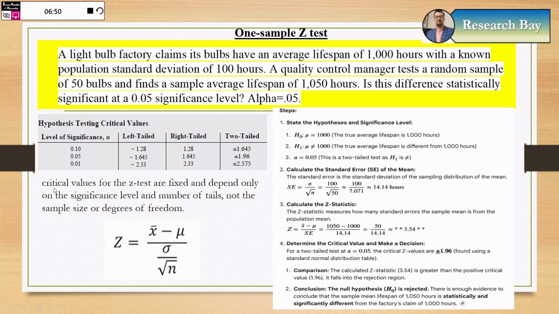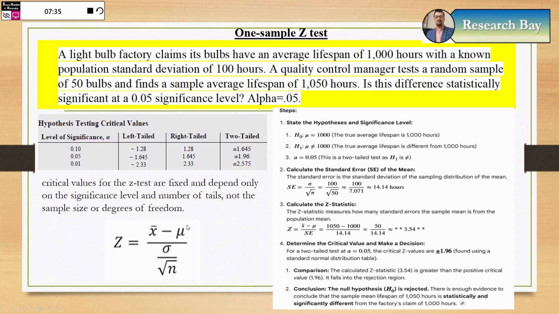Understand one thing more. Critical values for the z-test are fixed and depend only on the significance level and number of tails, not the sample size or degrees of freedom as in case of a t-test. So in case of a t-test, you have to assess the degrees of freedom, which is subtracting 1 from the sample size. You get the degrees of freedom to get the critical t value from the t table. But in z-test, you don't require these because they are fixed and only depend on the significance level and number of tails, not the sample size or degrees of freedom.